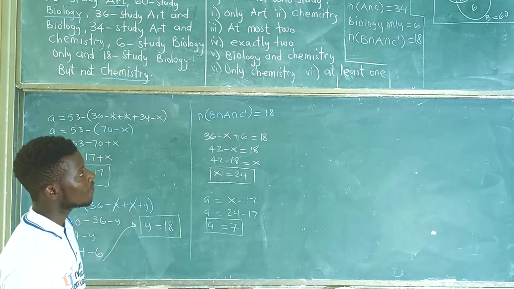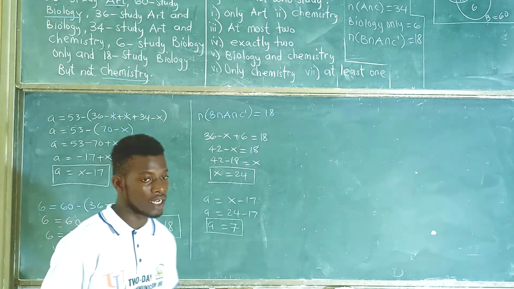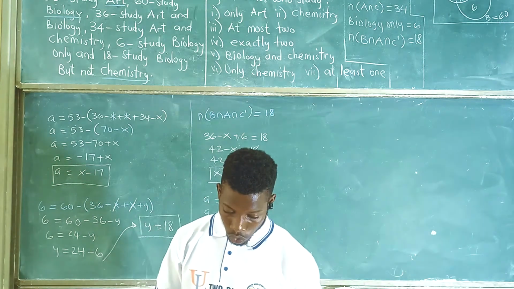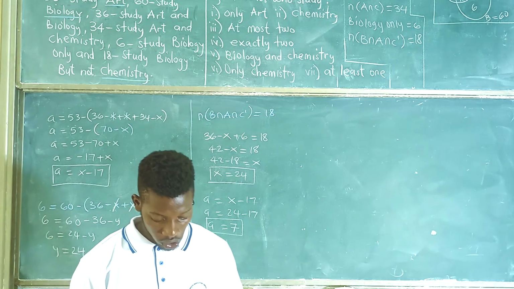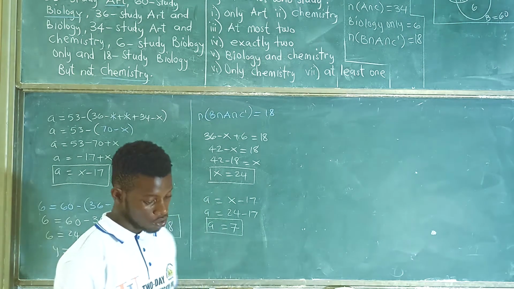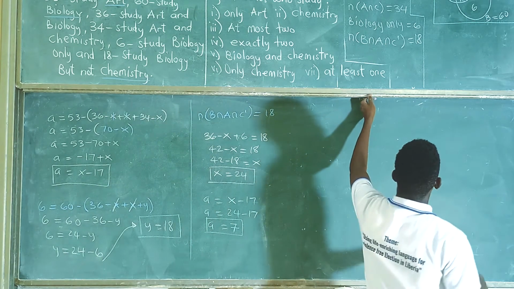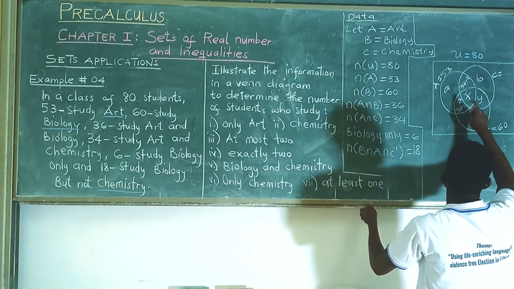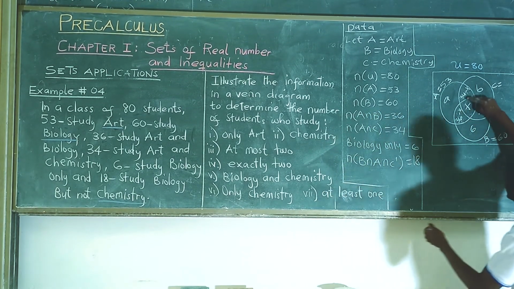Now, we also have our B, and our B is the number of students that study only chemistry. But how do we know the value of the number of students who study only chemistry? To do that, we must first know the value of this and this. I don't know x, and also I don't know the value of this.